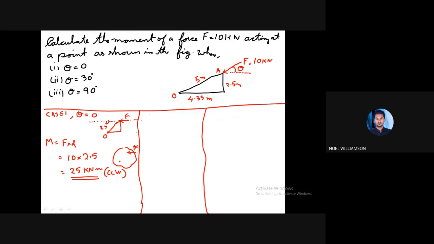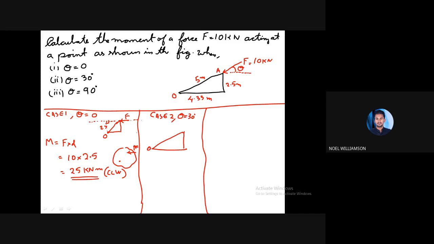Now the second case, that is case 2. Here theta is given as 30 degree. So in this case you have to apply Varignon's theorem, because you don't know the actual perpendicular distance. So you may split the force into two.